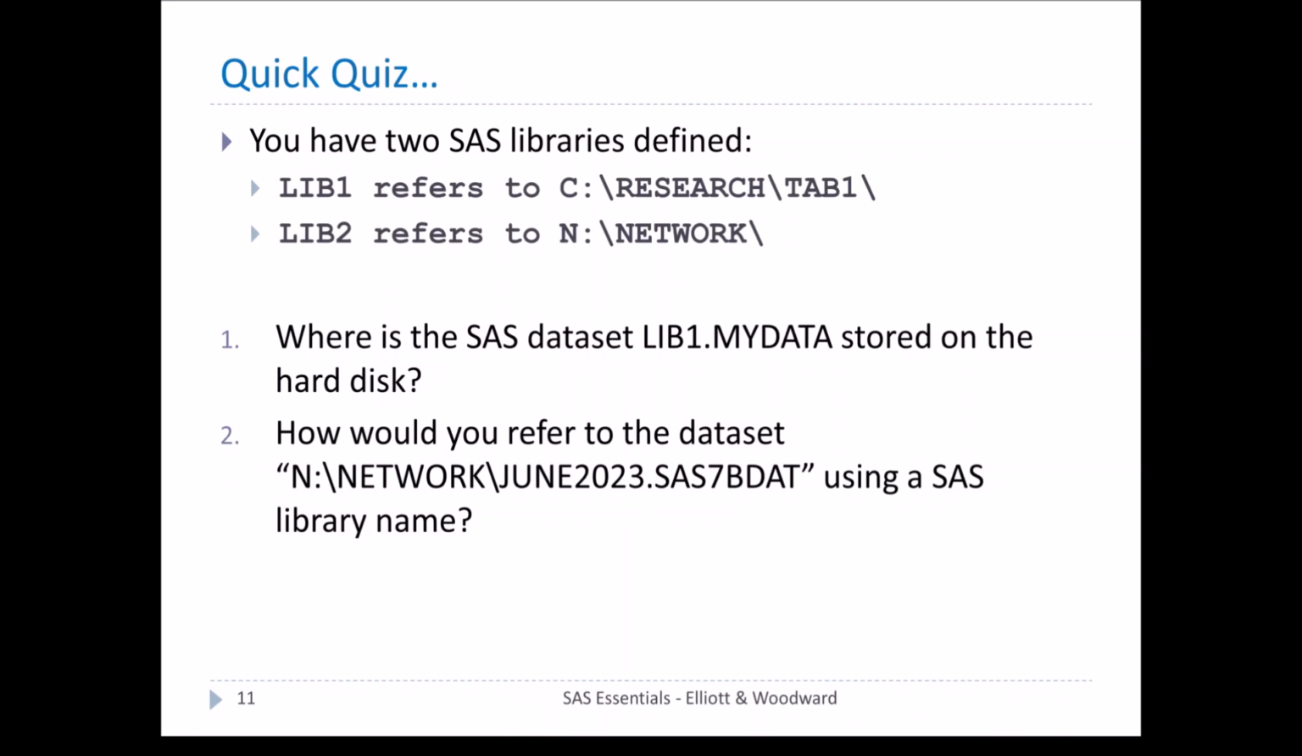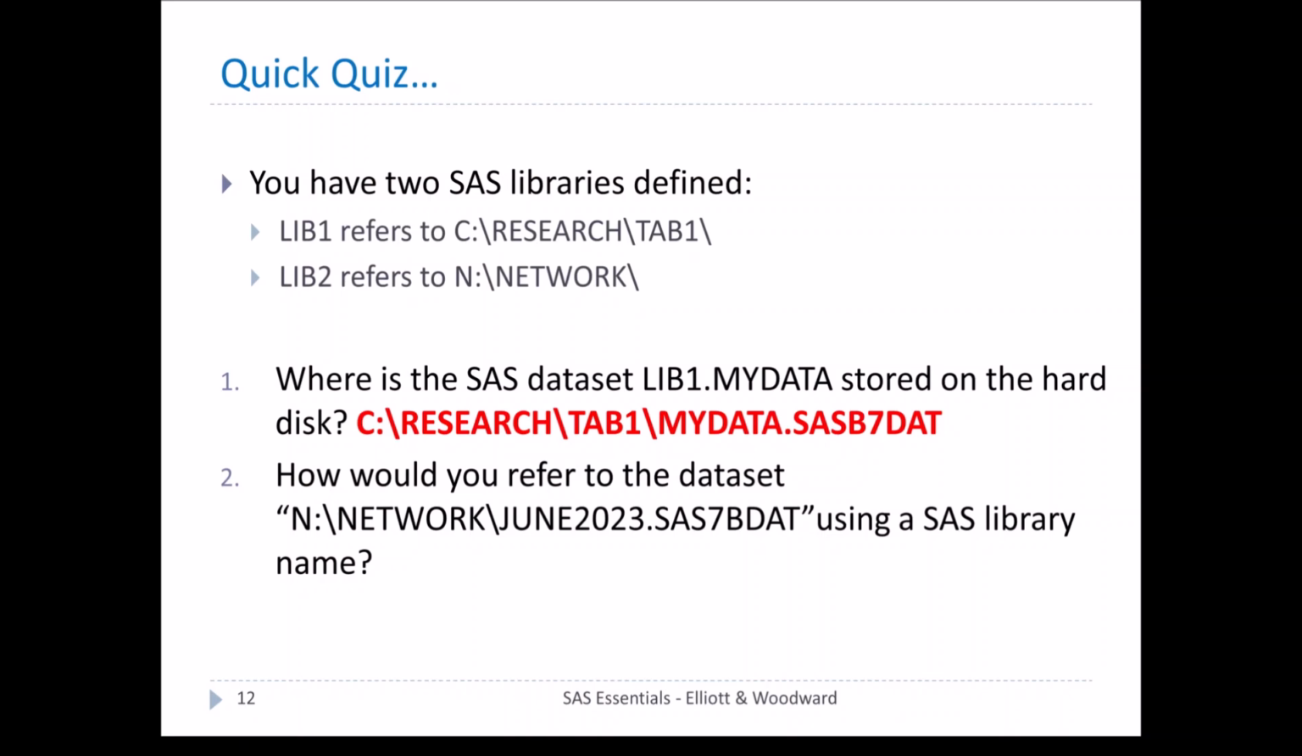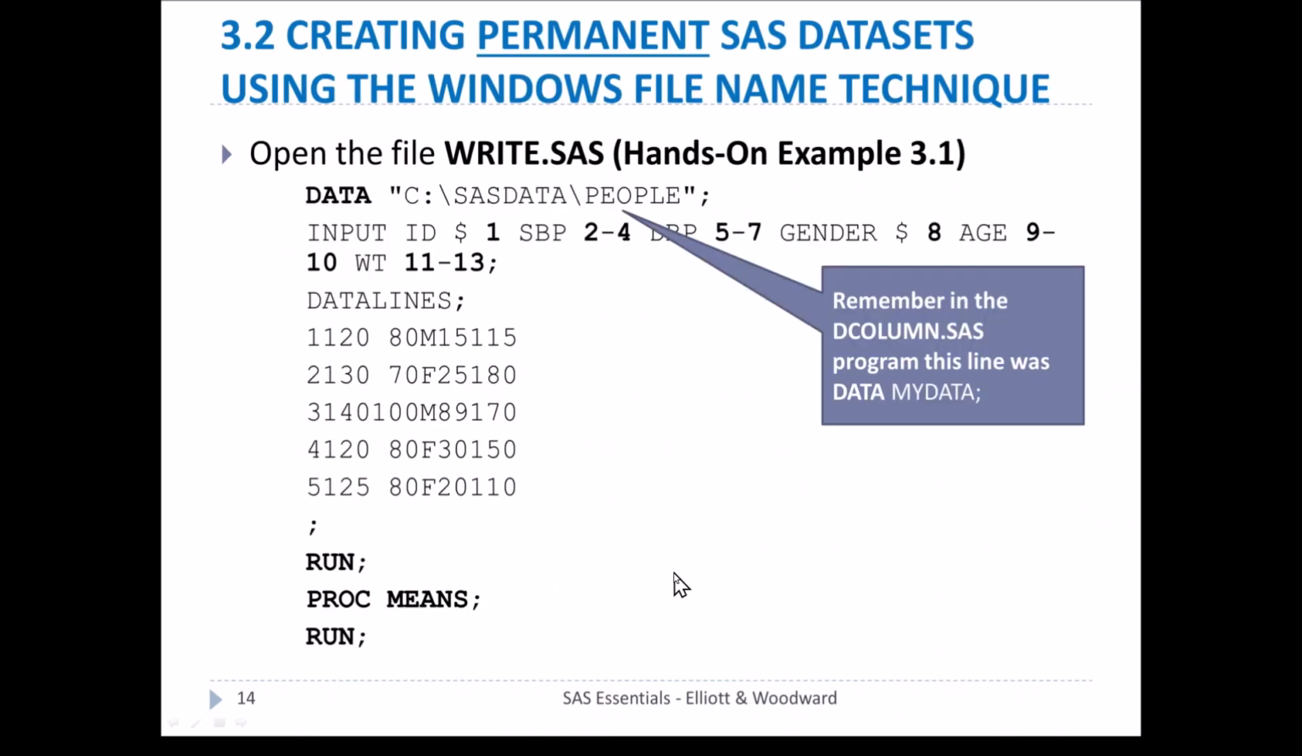Well, here are the answers. First of all, question 1, the data is stored at C:\research\tab1, and it's called mydata.sas7bdat. And then the file in network June 2023 we would refer to as lib2.june2023. All right, so let's go on to 3.2, creating permanent data sets using the Windows file name technique.